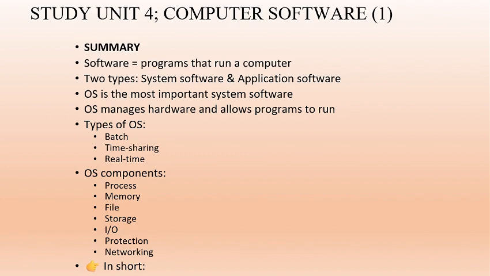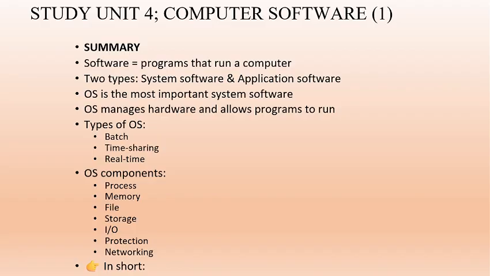Then I said the system software controls the computer and helps it to run properly. While the application software are programs that we use for our daily tasks. Examples are Microsoft Word, Chrome, your browser, your music player app. So operating system is the most important system software because it is a program that connects the user to the computer hardware. And operating system helps to manage hardware and allow programs to run.